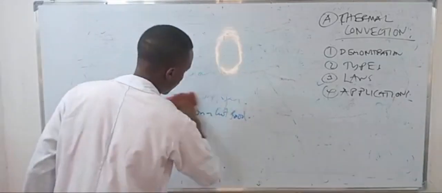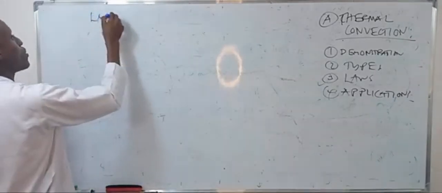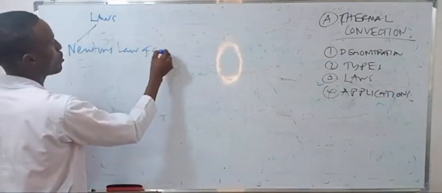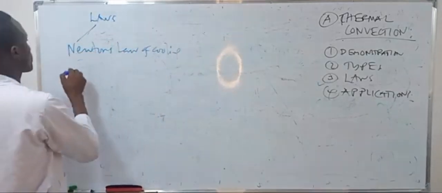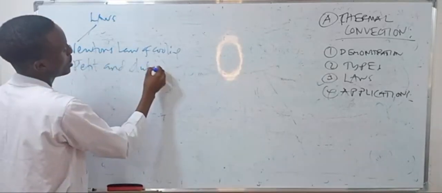Laws of convection. One is Newton's law of cooling. And the second is what we call the Petit and Dulong law.